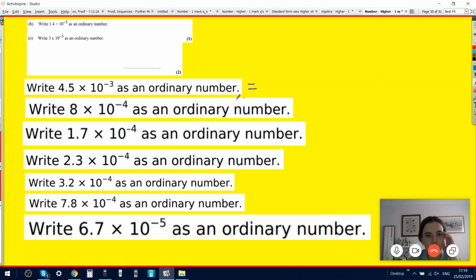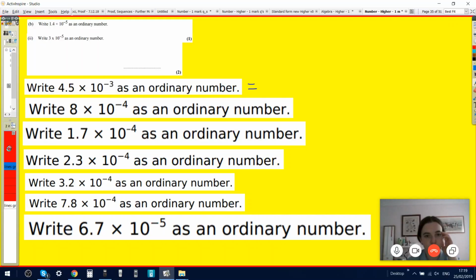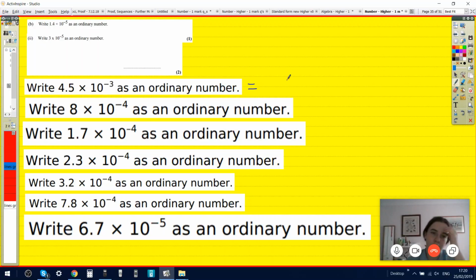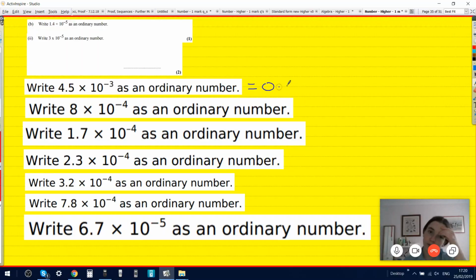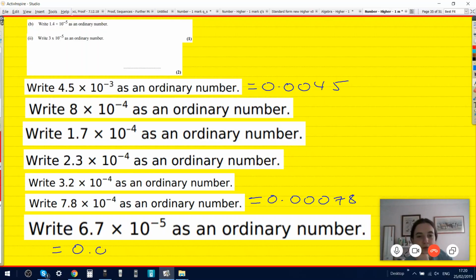How about this one? 0.0045. Let's say this one. 0.00078. Last one. 0.000067. Yep.